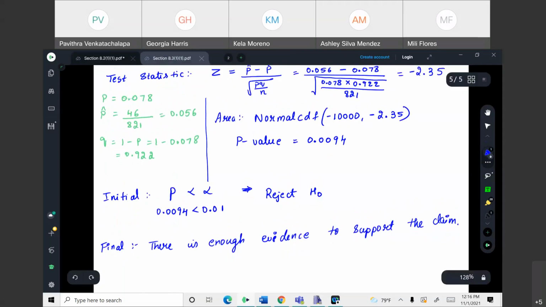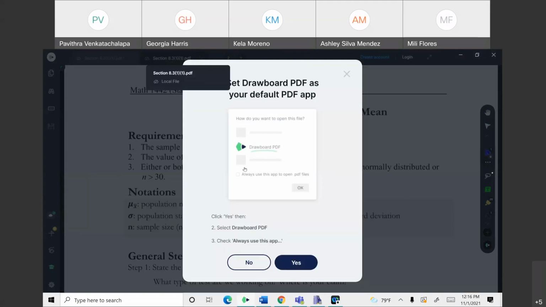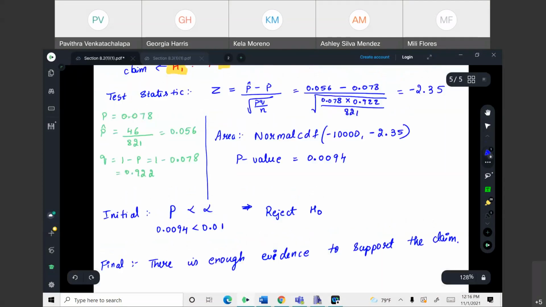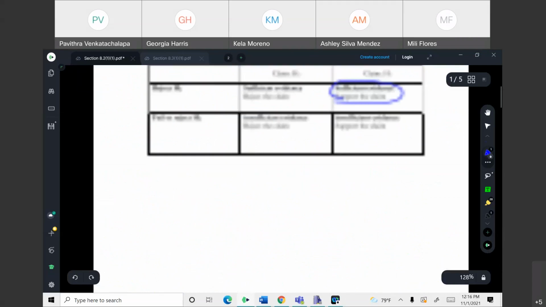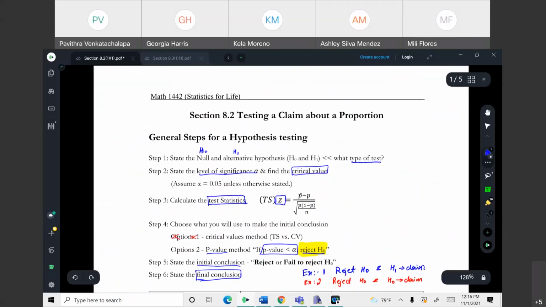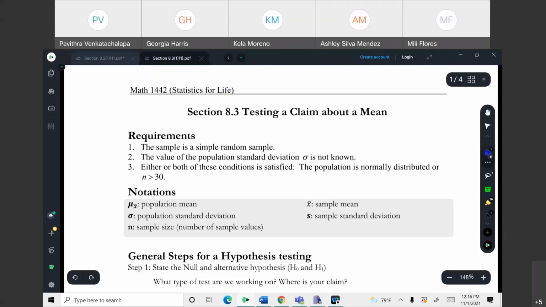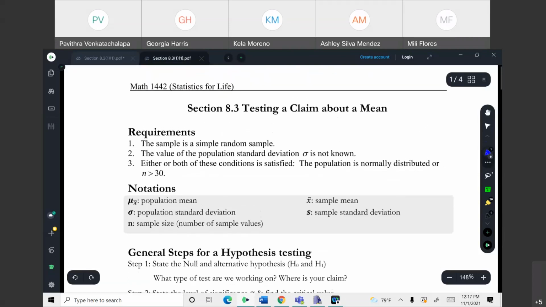Okay. Now let's move on to section 8.3. This is about testing a claim about a mean. So in section 8.2, we did testing a claim about a proportion. So in 8.3, we will do testing a claim about a mean. This section will be the end of your chapter 8.